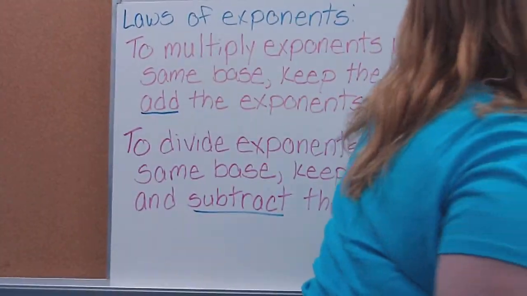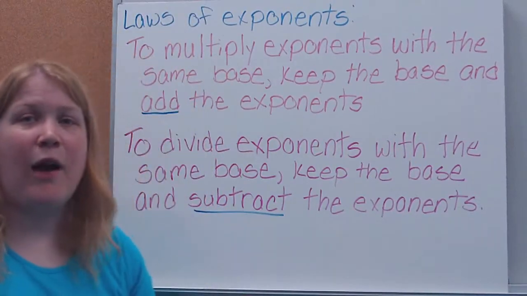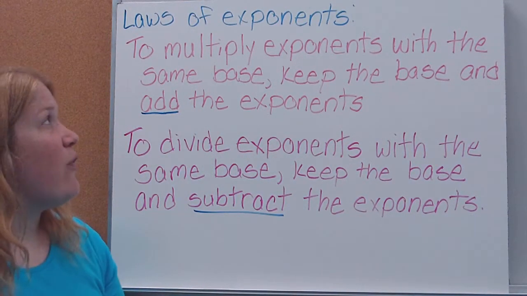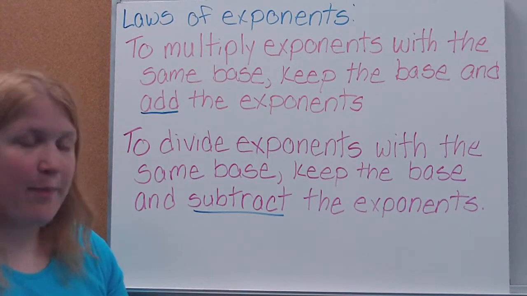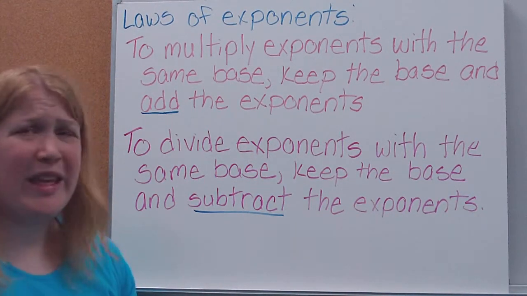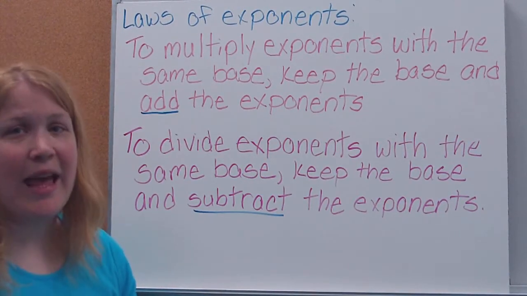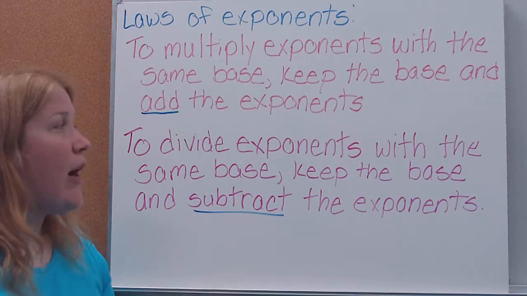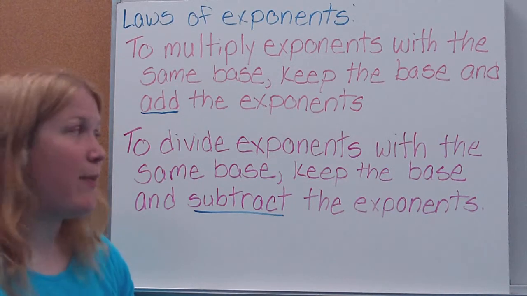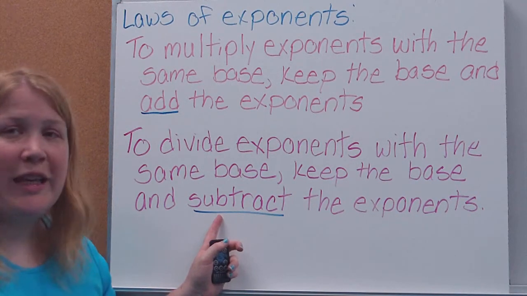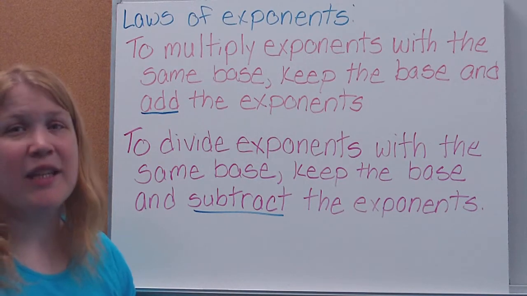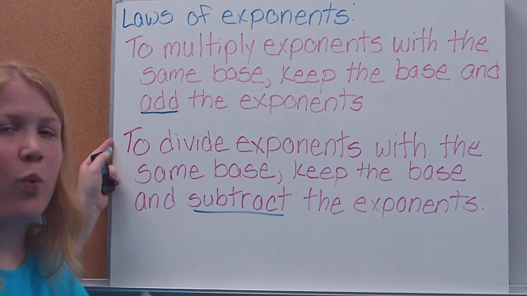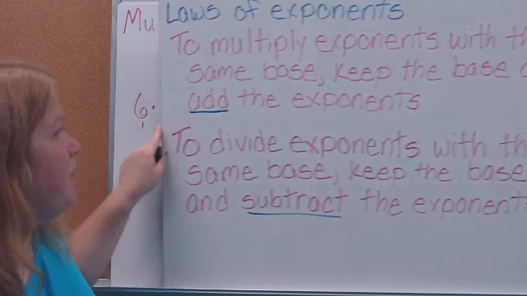Now let's take a look at how that affects how we multiply or divide when we're using exponents. If we're multiplying exponents with the same base number, we keep that base and we just add the exponents to find our answer, and we leave it in exponential form. However, if we're dividing exponents with the same base, rather than adding, we keep the base but subtract the two exponents to get our answer. On the next two boards, I'm going to show you why that works.